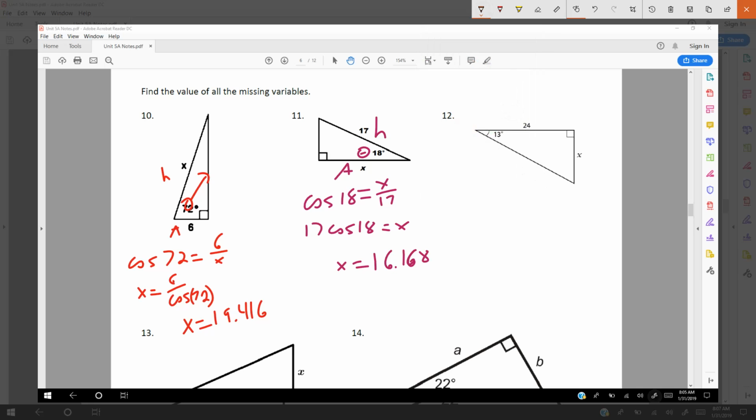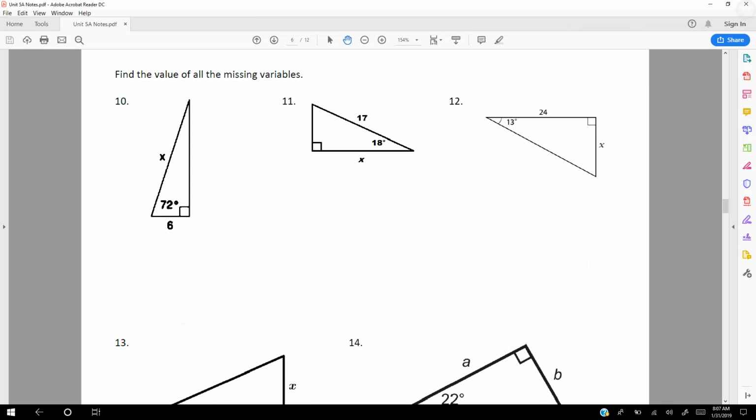Okay. Third one on this page. Let's use brown. Let's see if it's an ugly one. Kind of is. It's a poop brown. All right, so they gave me the opposite and the adjacent. So that's the tangent. So tangent of 13 equals opposite x over adjacent 24. Multiplied by the denominator, so that's 24 tangent of 13 equals x. Shove that in your calculator. X equals 5.541.